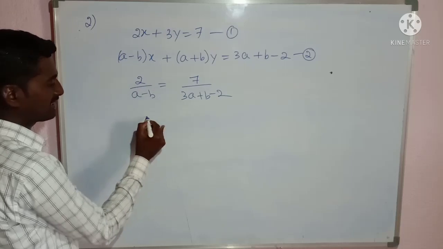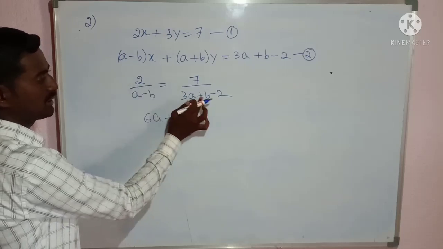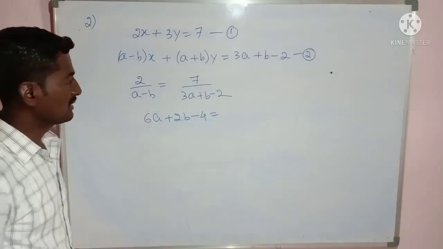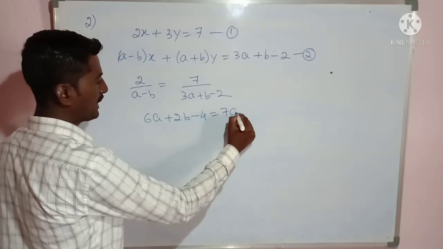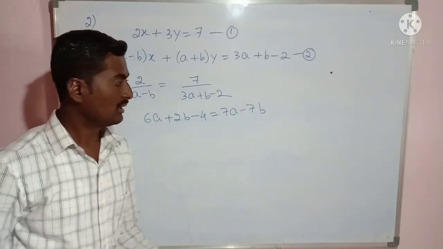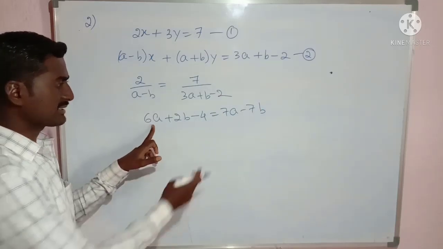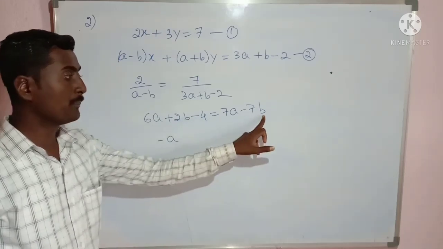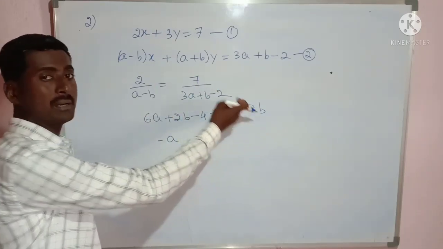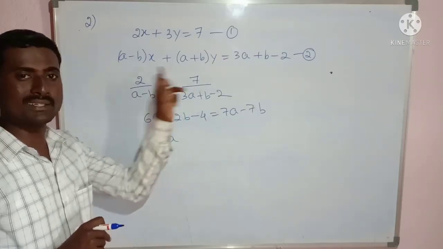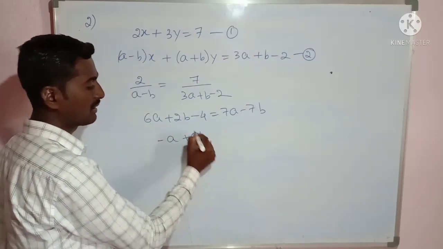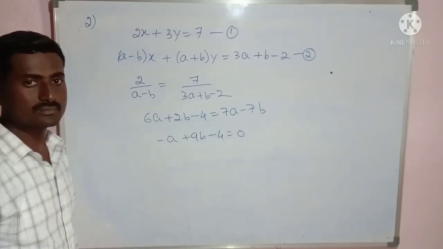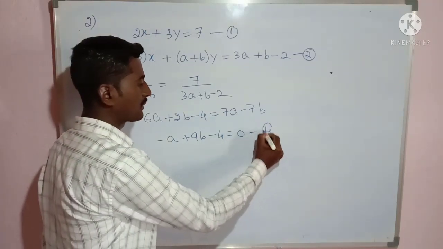By cross multiplication, this will become 6a plus 2b minus 2 2s are 4. Am I right? Then 7a minus 7b. I will take these terms to the left side. 6a minus 7a, that is minus a. 2b, minus into minus, sorry, minus 7 will become plus 7. 2b plus 7, that is how much? 9b. Right? Then minus 4 is there. Minus 4 is equal to 0. Now I will take this as equation number 4.